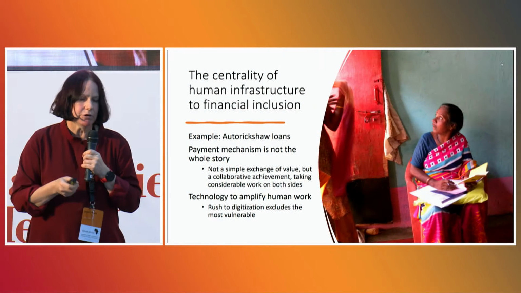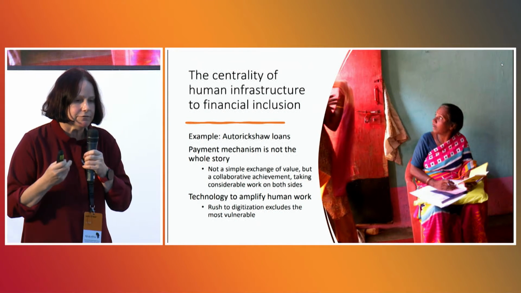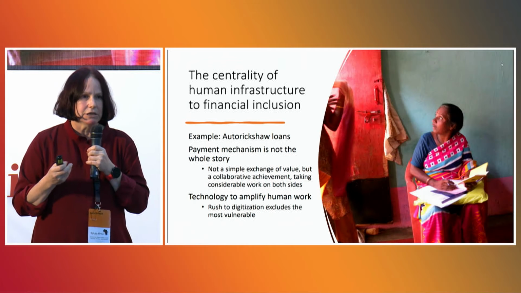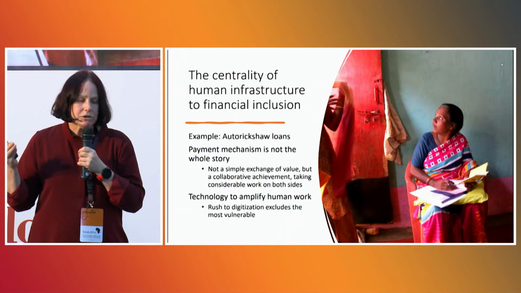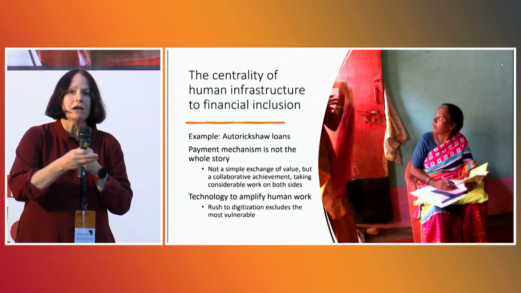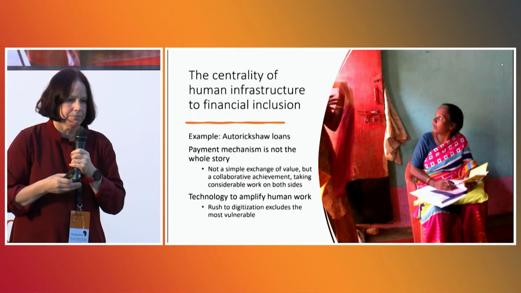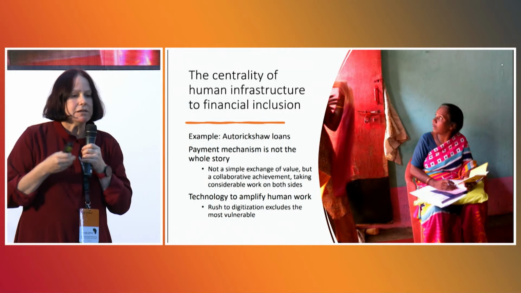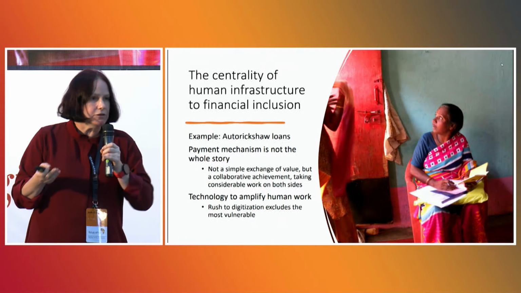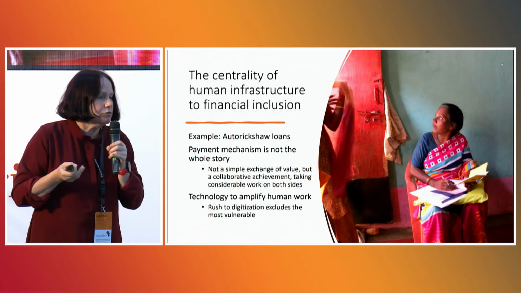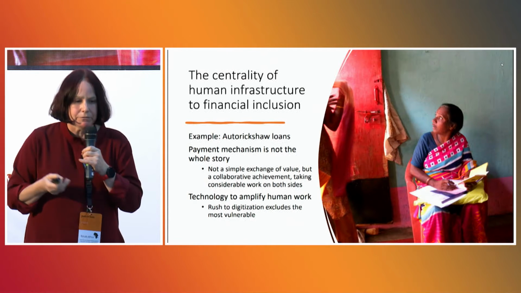And I want to really problematize this by talking about the centrality of human infrastructure to financial inclusion. And I'm going to use an example from a study of auto rickshaw drivers who were taking out loans with a social enterprise to buy their auto rickshaws. It quickly became apparent that the payment mechanism, whether it's cash or whether it's digital, and they use both, was not the whole story or even the most important part of them paying off their loan.